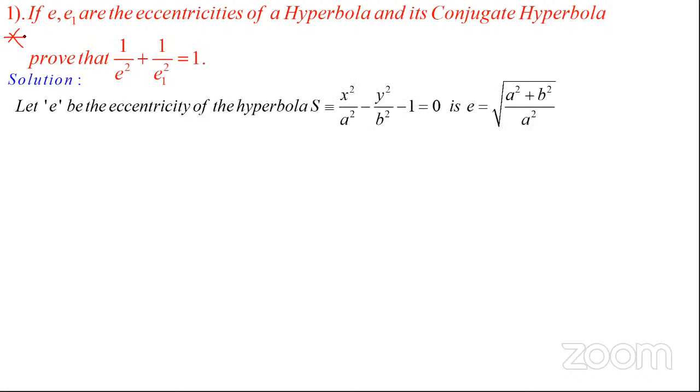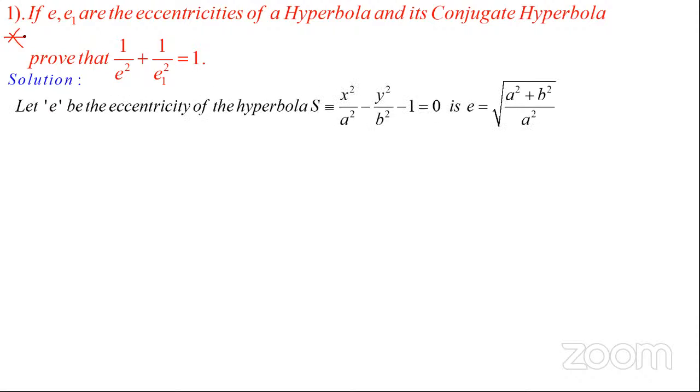Then this is the most important for IP, a very short answer. If e and e1 are the eccentricities of a hyperbola and its conjugate hyperbola. So what it is saying is that e and e1 are the eccentricities of the hyperbola and its conjugate hyperbola. The hyperbola eccentricity is e, we are taking, and the conjugate hyperbola eccentricity is e1. Then we can prove that 1 by e square plus 1 by e1 square equal to 1. 1 by e square plus 1 by e1 square equal to 1. Then for the solution, I'm taking this one.